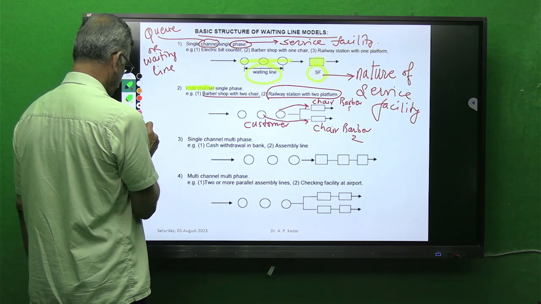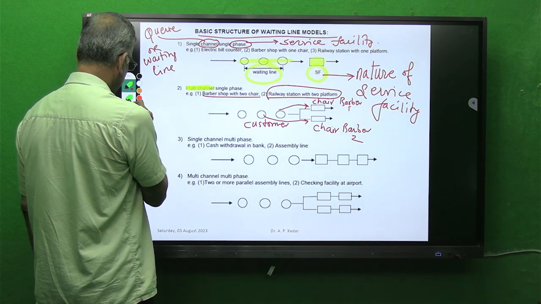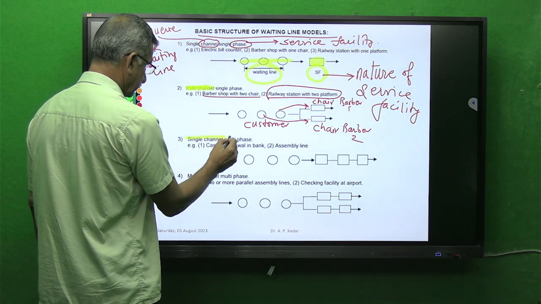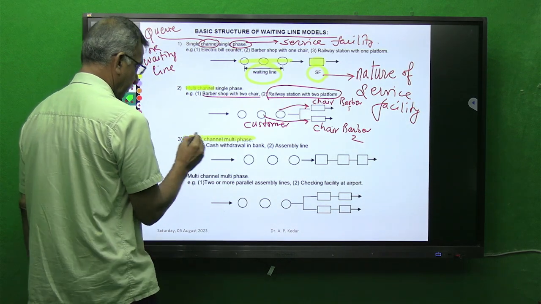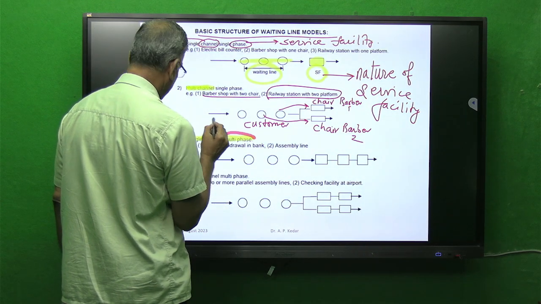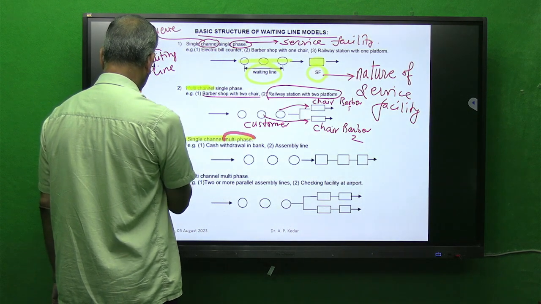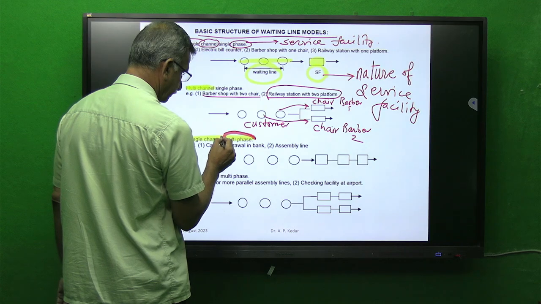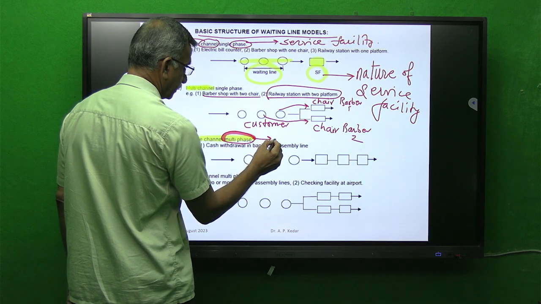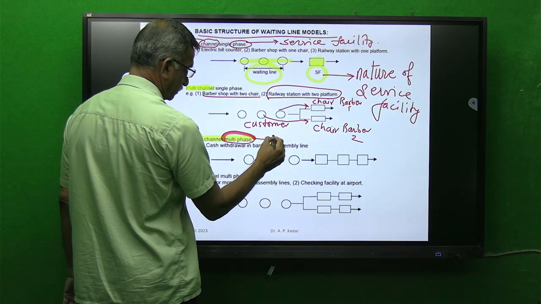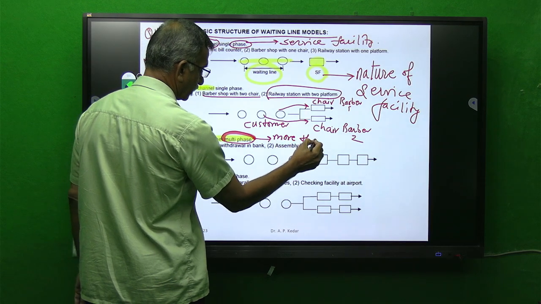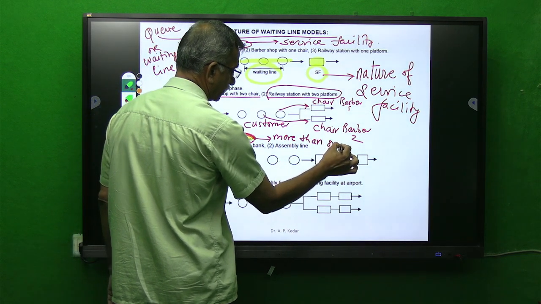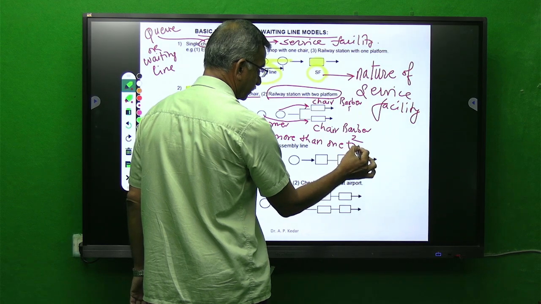Third is single channel multi-phase. Now again, multi-phase here I mean more than one type of service.